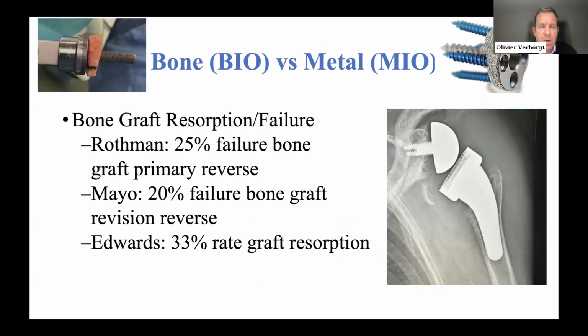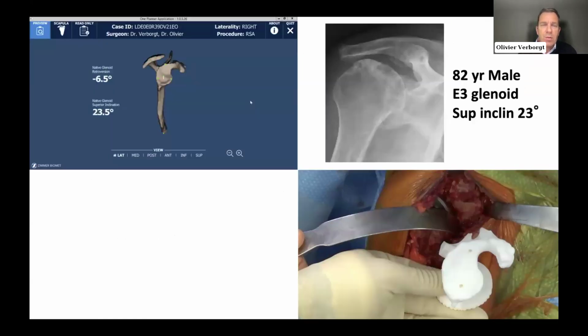We see more and more studies now coming from the US, from bigger centers, that there is some concern about bone graft resorption and failure. Rotman, 25%, Mayo, 20%, and Brett Edwards, 33% rate of graft resorption. And that's why I think some of us are more and more shifting towards metal.